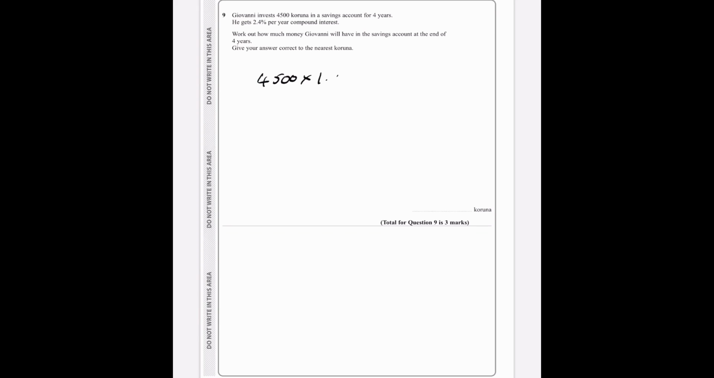Compound interest, 4,500 times by 1.024 to the power of 4, because it's over 4 years, rounded to the nearest pound, 4948.